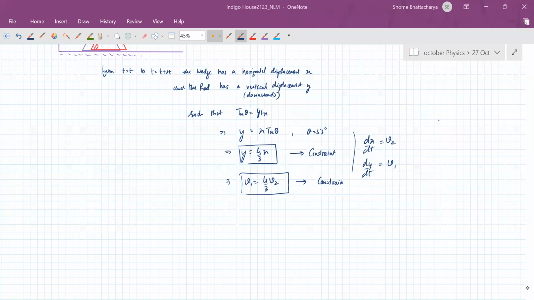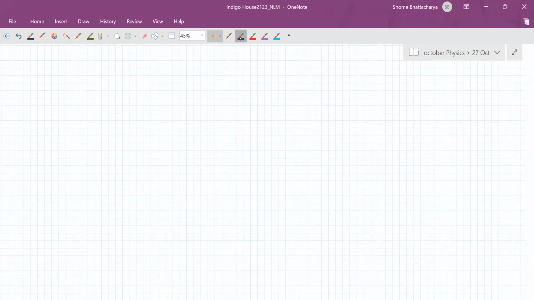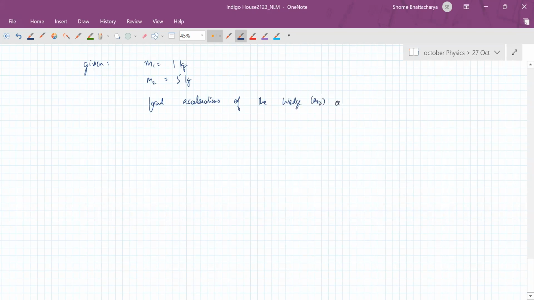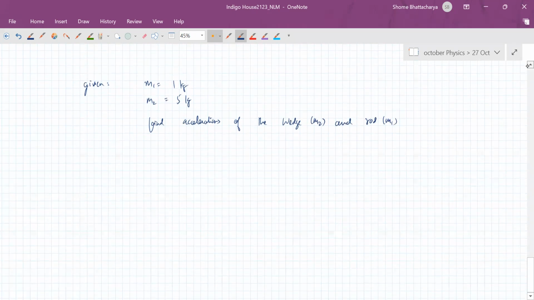So as a second part of this question, suppose given that the masses of the two are like this, find the accelerations of the wedge and the rod of M1.